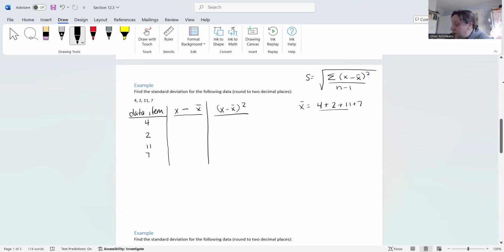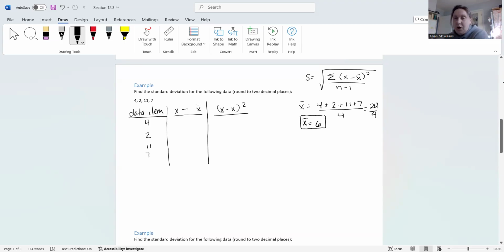And then you divide by the number of data items in your list. We have 4 data items, so we divide by 4. So really quick, we have 4 plus 2 plus 11 plus 7. So we have 24 divided by 4. So X bar in this case is 6. All right, so keep that in mind.